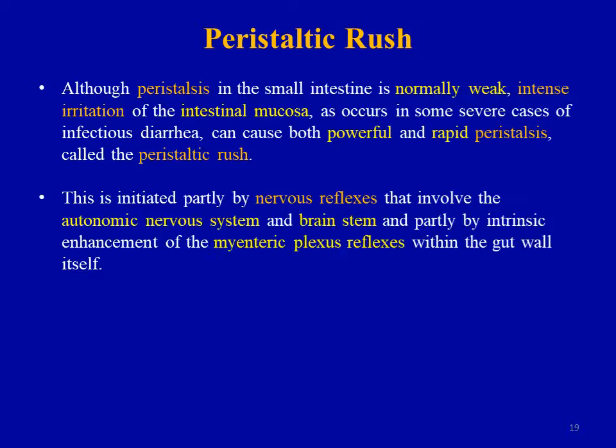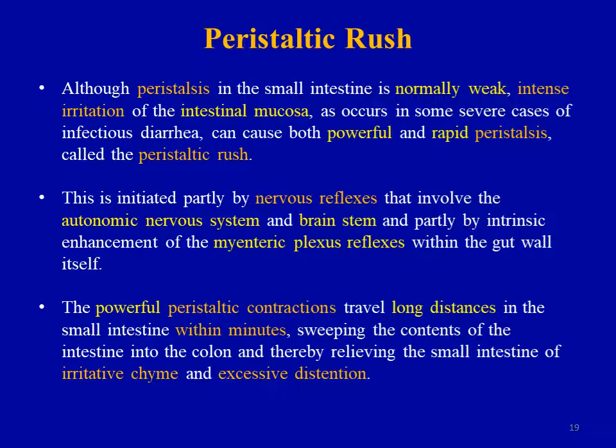This is initiated partly by nervous reflexes that involve the autonomic nervous system and the brainstem, and partly by intrinsic enhancement of the myenteric plexus reflexes within the gut wall. So it has both extrinsic and intrinsic neural components. The powerful peristaltic contractions travel long distances in the small intestine within minutes, sweeping the contents of the intestine into the colon, and thereby relieving the small intestine of the irritative chyme and excessive distension.